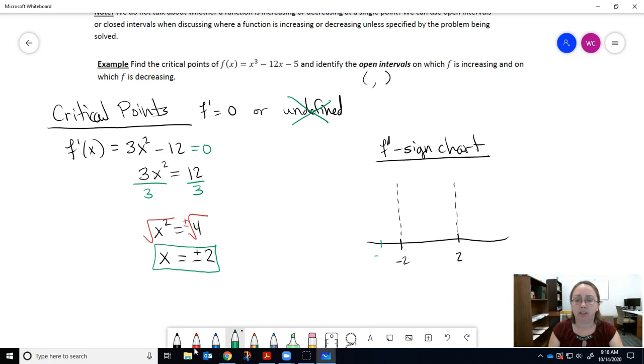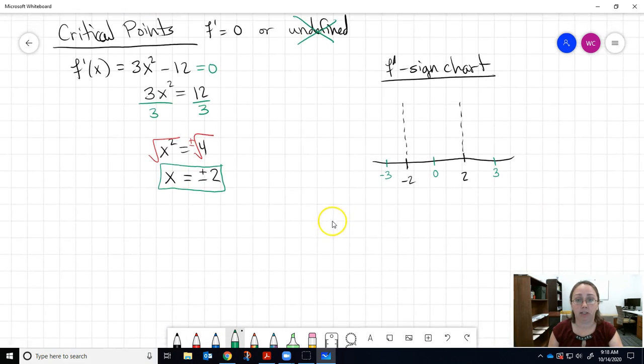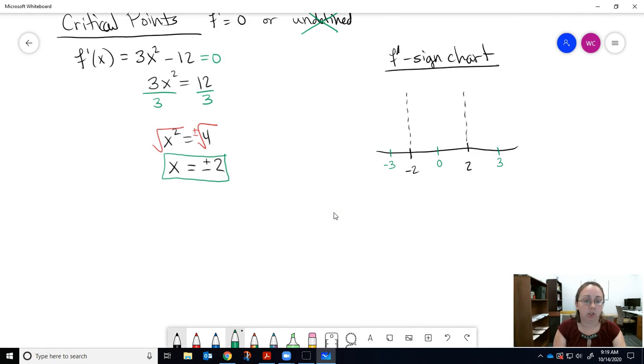So let's pick a number to the left and we're going to test to see what happens to our function. We're also going to pick a value in the middle, so 0, and a value to the right, 3. You can pick any numbers you want as long as they're within those intervals. So I call this testing. When you test, you always plug into the first derivative if you're doing the first derivative sign chart. So plug in, let's see, start with a -3. Our first derivative is right here, so I'm just plugging in -3.